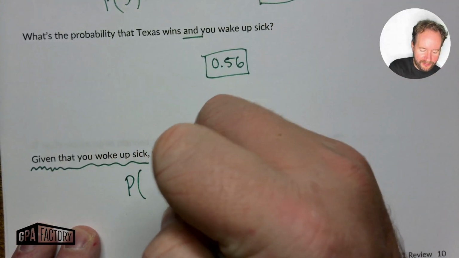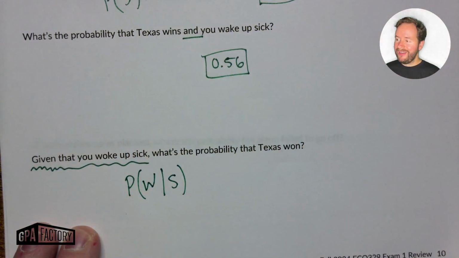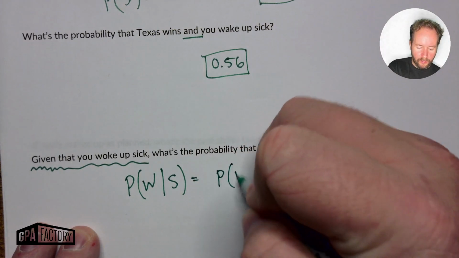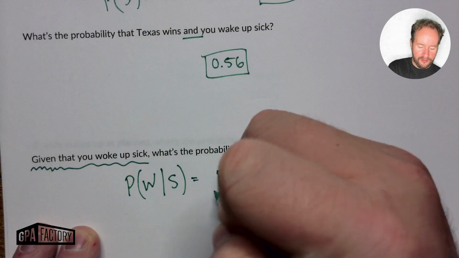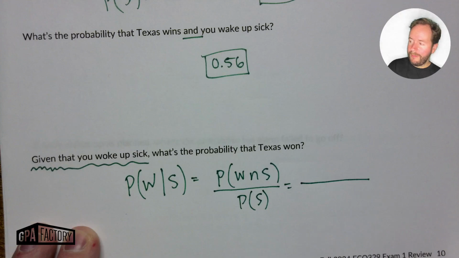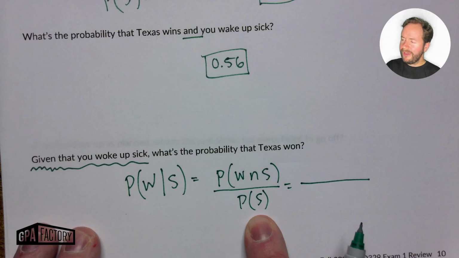Given that you woke up sick, if you want to say probability of something given sick, what's the probability that Texas won? So W goes here. W given sick. We're going to say equals probability of W intersect sick divided by probability of sick. Now, some of you might be astute. The astute observers among you might say, hey, wait a second. Didn't we already find probability of sick?